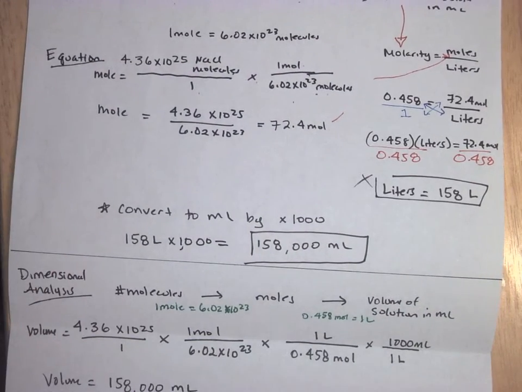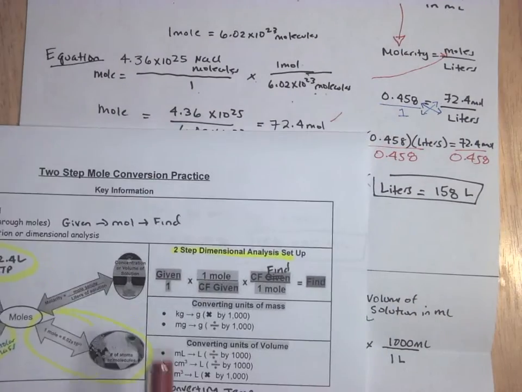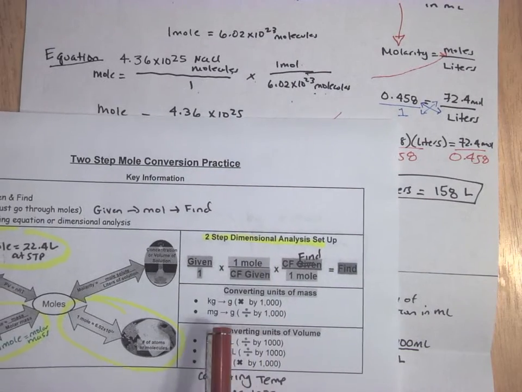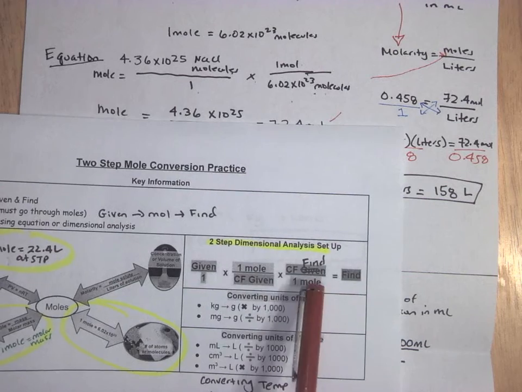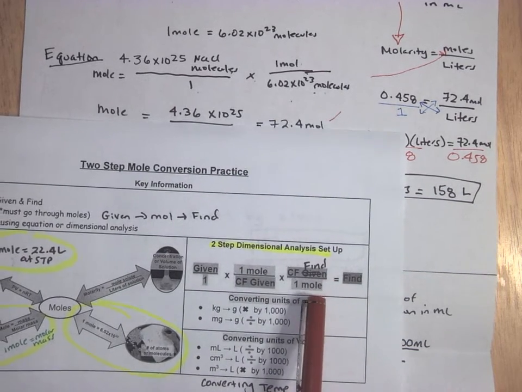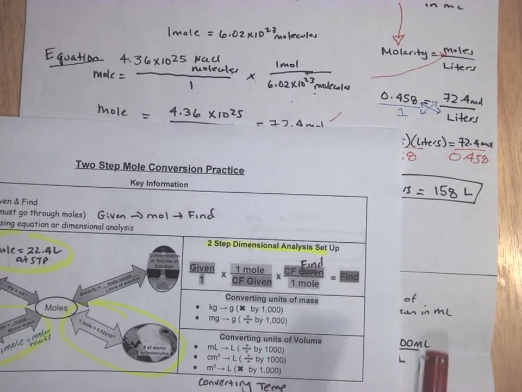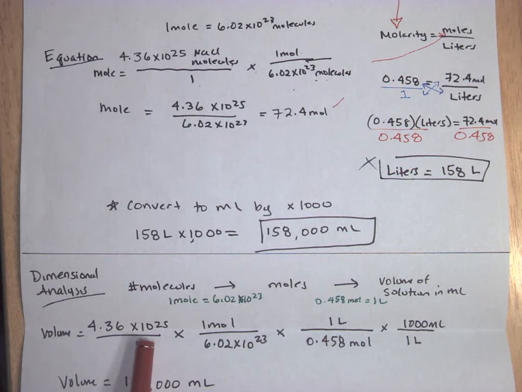All right, last one, dimensional analysis. If you're setting this up using dimensional analysis, it's always the same. Just to remind you of the setup: given over 1, you're going to multiply it by 2 conversion factors. In the first conversion factor, 1 mole is going to be on top, and then whatever your given units will be on the bottom. In the second conversion factor, your 1 mole will be on the bottom, since you're trying to cancel those out, and then the units of your find will be on top. And so that's what we have here. We have our number of molecules over 1, which is our given, times 1 mole over Avogadro's number.